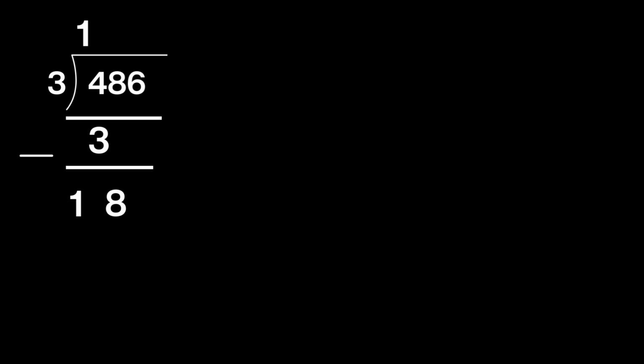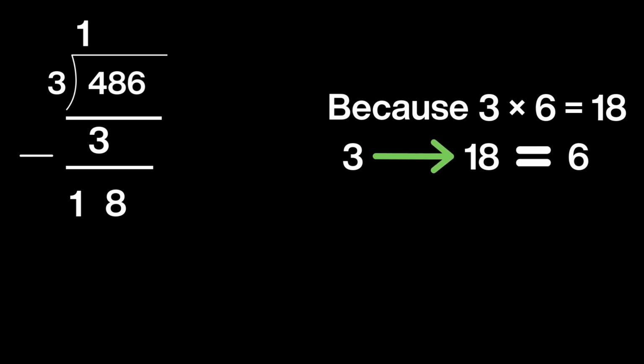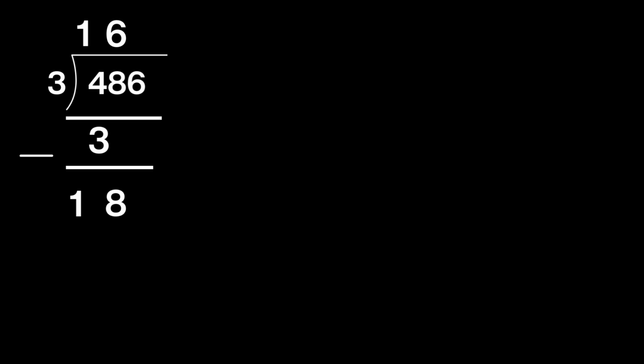Step 5, repeat the process. We do it all again. Ask, how many times does 3 go into 18? The answer is 6, exactly, because 3 times 6 is equal to 18. We write the 6 at the top, next to the 18. Now, multiply again, 6 times 3 is equal to 18. Write it below the 18 and subtract. We get 0.